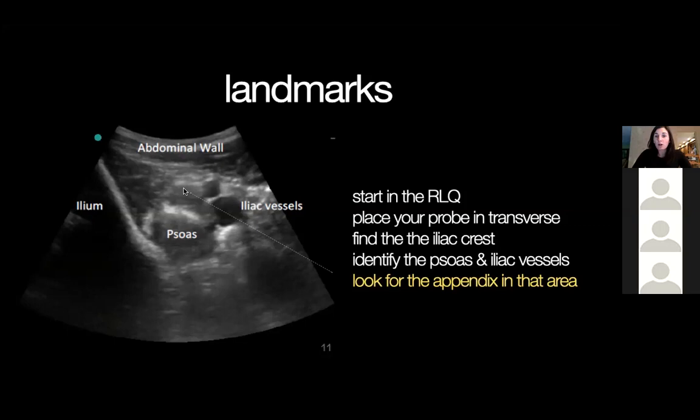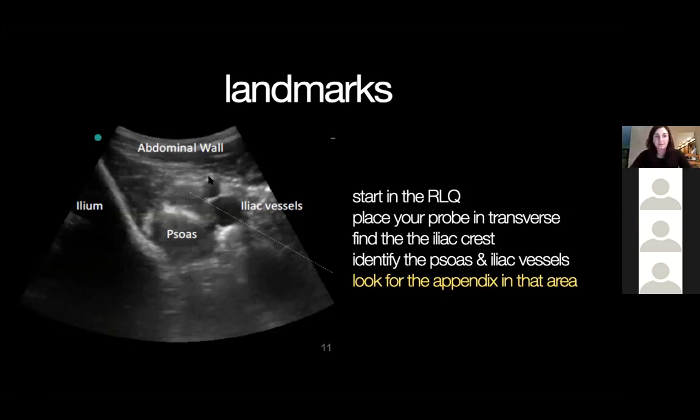And the appendix will often lie in that area, right above the psoas, right next to the iliac vessels. Honestly, I've never seen an appendix that was actually lying on the other side, so medially to the iliac vessels. It's usually going to lie laterally or just above.